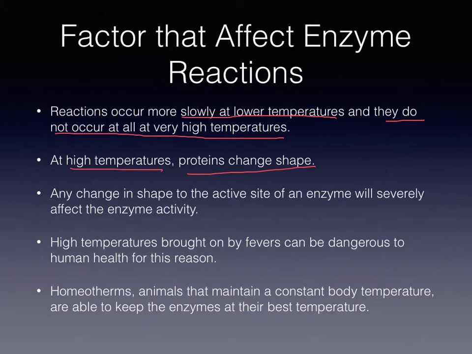Any change in shape of the active site of an enzyme will severely affect the enzyme activity. High temperatures brought on by fevers can be dangerous to human health for this reason. Your body cannot function, and that's why people can die of fevers if you can't get the body temperature regulated. Homeotherms, these are animals that maintain a constant body temperature, are able to keep the enzymes at their best temperature.